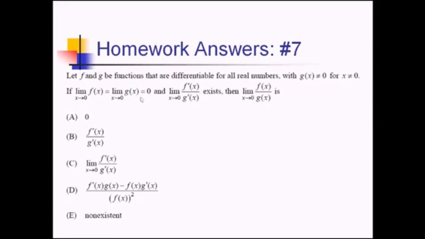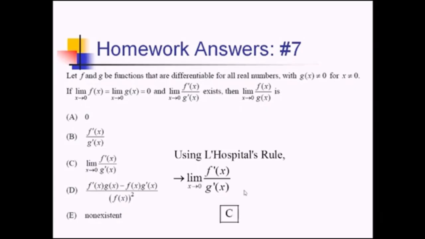Well, we've met all the conditions of L'Hopital's rule. So based off of all of this, this limit is just going to be, using L'Hopital's rule, the limit as x approaches 0 of f prime of x over g prime of x. Now, careful picking your answer choices, because we have an f prime over g prime in choice B, but that's not quite correct. L'Hopital's rule states that this is equal to the limit of this ratio of derivatives. So that's answer choice C, where we don't forget the limit notation.